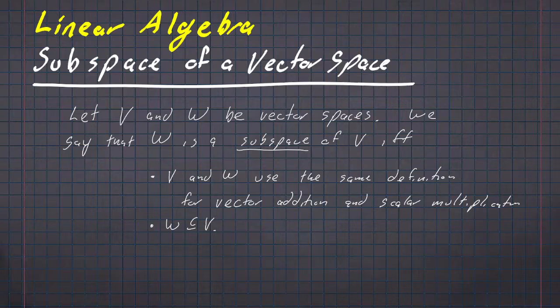So if we have two vector spaces V and W, we say that W is a subspace of vector space V if and only if V and W use the same definition for vector addition and scalar multiplication, and W is a subset of V.